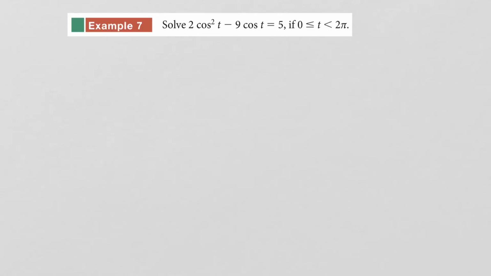So in this problem, we're asked to solve the equation 2 cosine squared of t minus 9 cosine of t is equal to 5. And this time we're looking for t between 0 and 2 pi. That means that in this problem, we want the solution to be in radians.